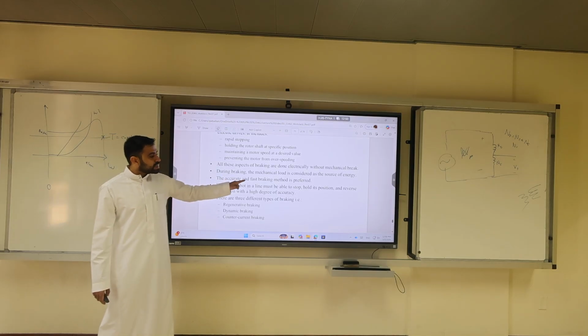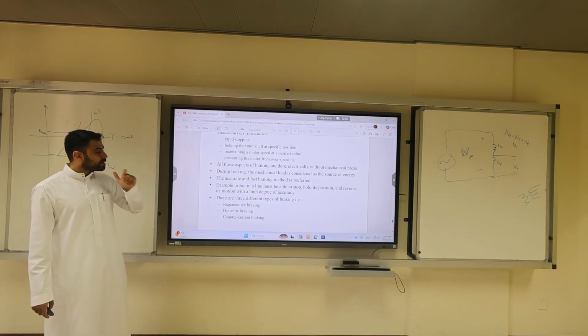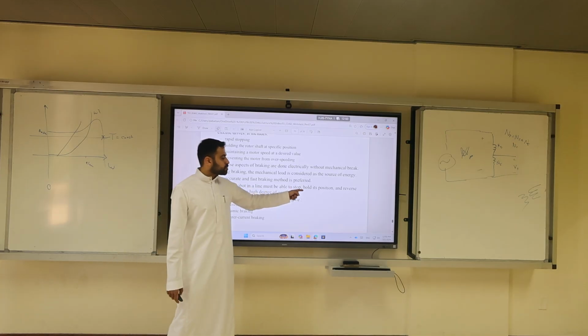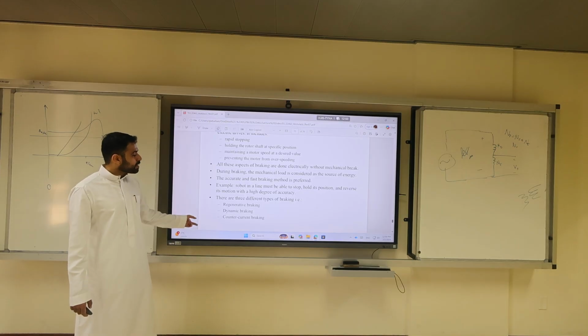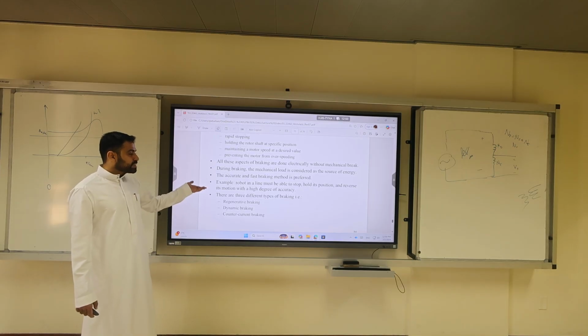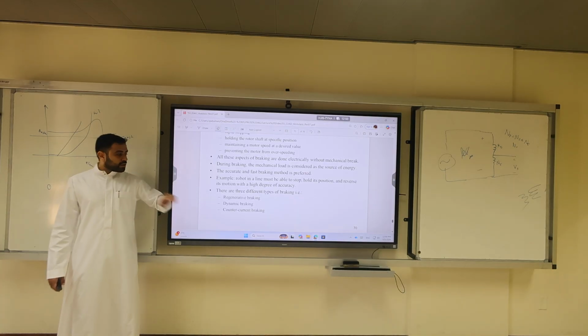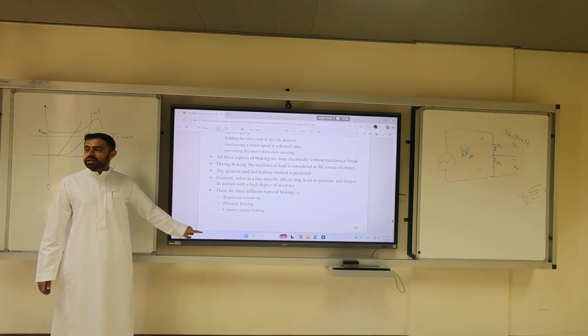During the braking, the mechanical load is considered the source of energy. The accurate and fast braking method is always preferred. It has to be accurate and it has to be fast. Think about a robot that must be able to stop, hold the position, and reverse direction with a high degree of accuracy. Accuracy is very important. There are three different types of braking. The first one is regenerative braking. The second one is dynamic braking. The third one is counter-current braking. We'll talk about it next lecture.